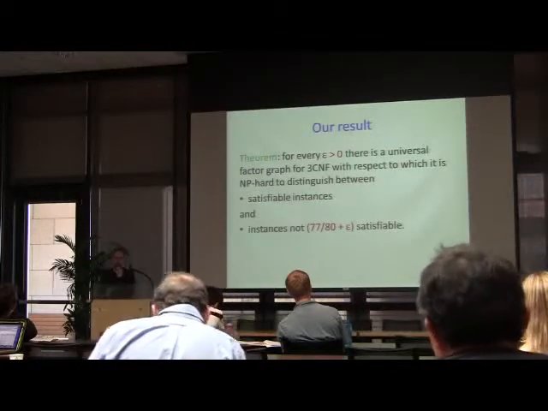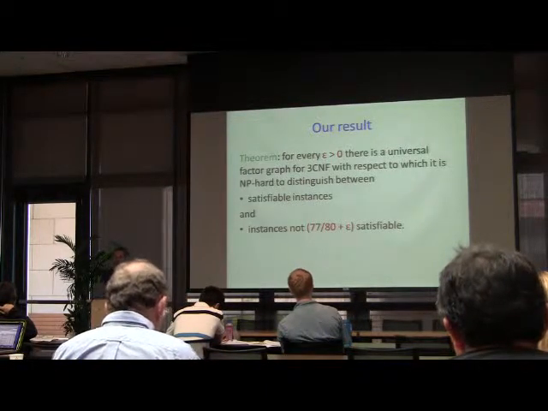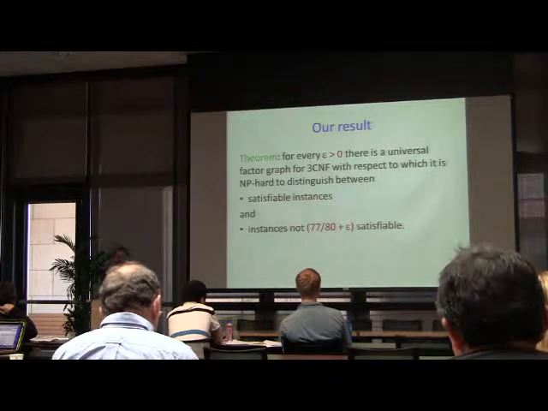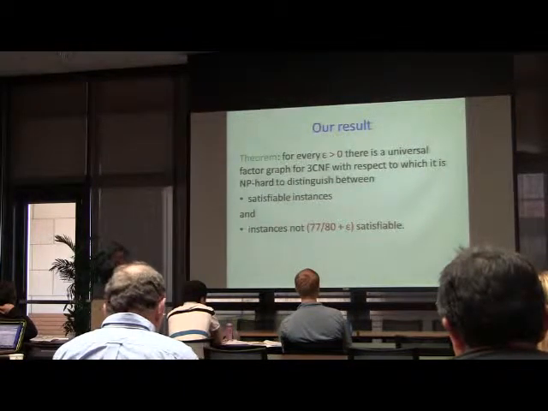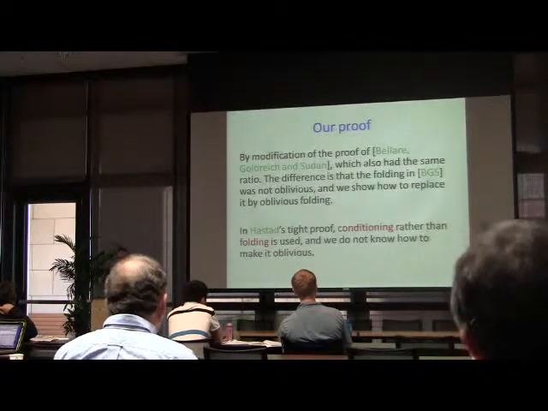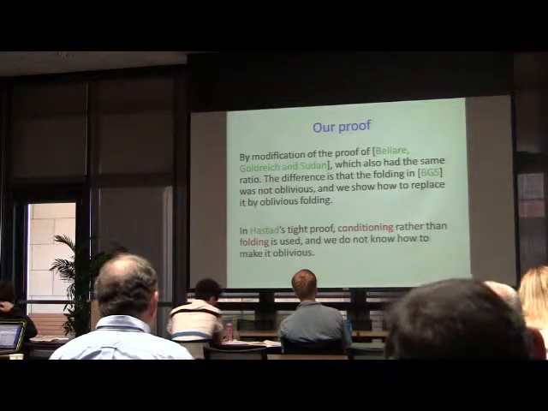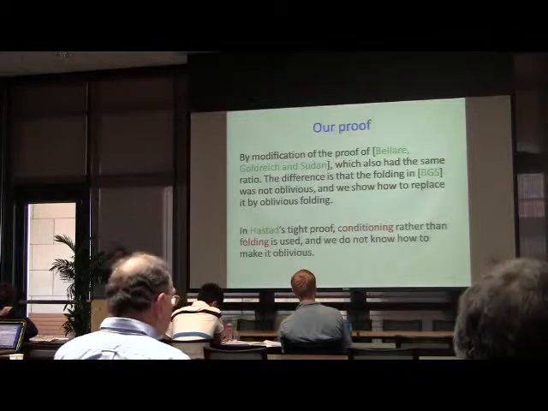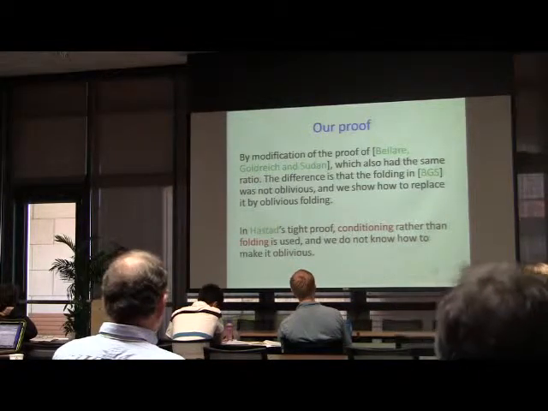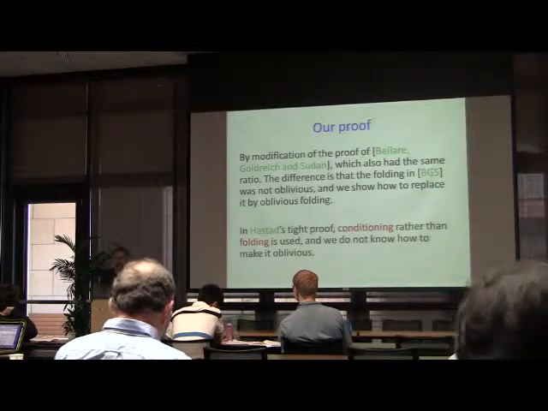So what do we prove? Using this, we can prove that for every epsilon greater than 0, even with preprocessing, it's NP hard to distinguish between satisfiable instances or those which are 77 over 80 satisfiable. We'd like 7 over 8, but this is 77 over 80. A few more details on the proof. It follows the proof given in Bellare, Goldreich, and Sudan, which also gave exactly the same ratio, 77 over 80. But the folding done in that original paper was not oblivious in the sense that we described here, and we show that it can be modified such that all foldings that you need to do in the proof are oblivious, and hence the proof still goes through.